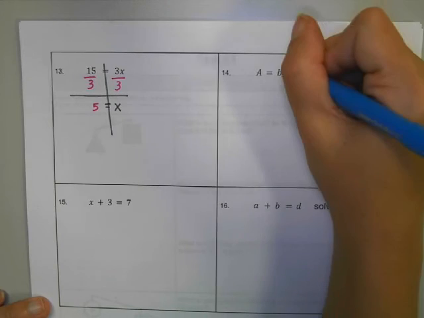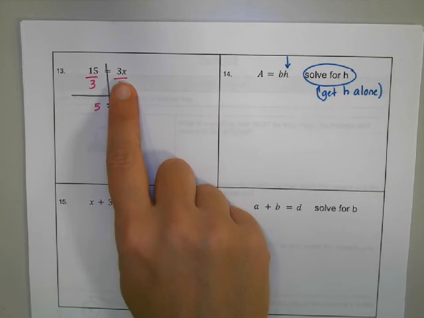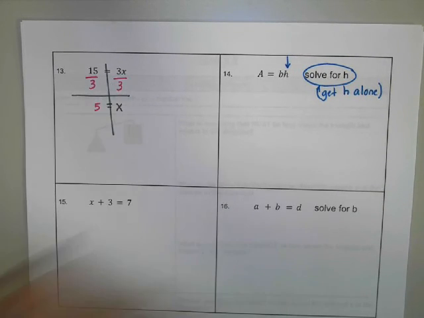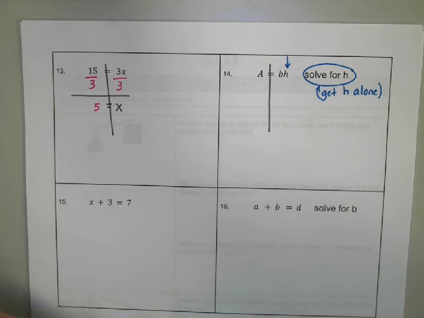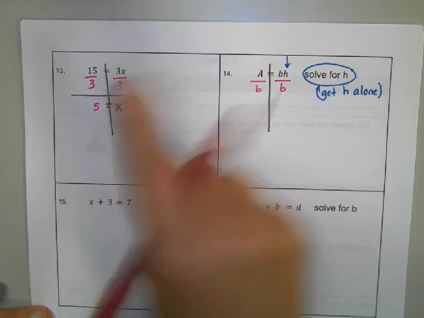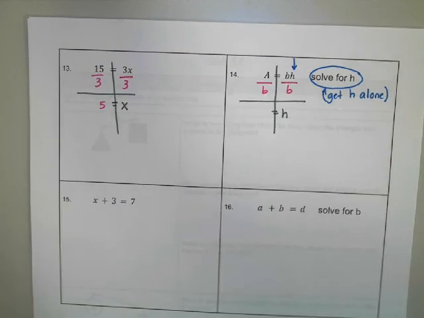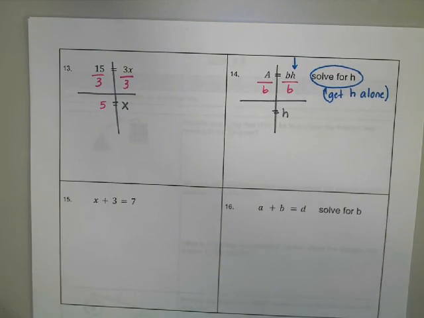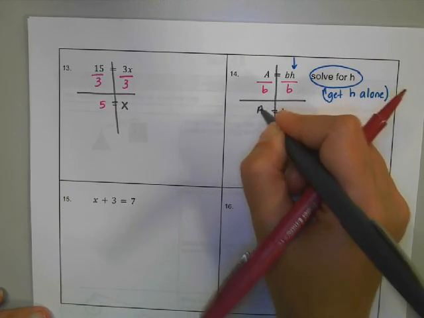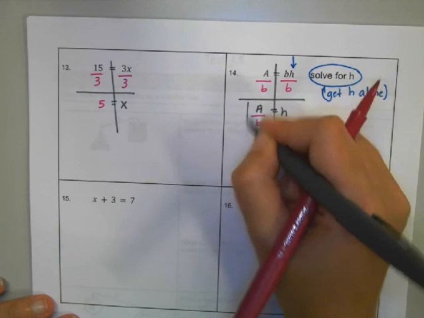Well, in this problem, here's the h. And right now it's being multiplied by b, just like this x was being multiplied by 3. So in order to get h by itself, I would divide by b here, just like I divided by 3 here. Now, because I don't know what a is and I don't know what b is, my final answer would just be a divided by b. And that's my answer.